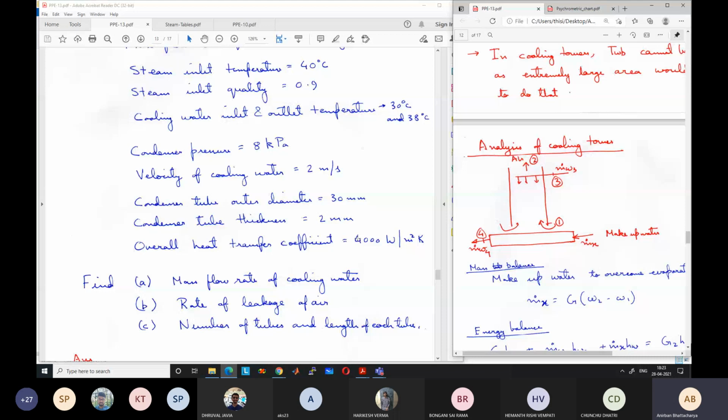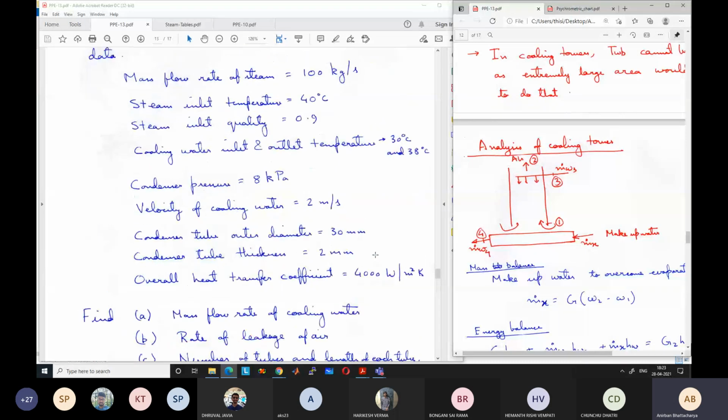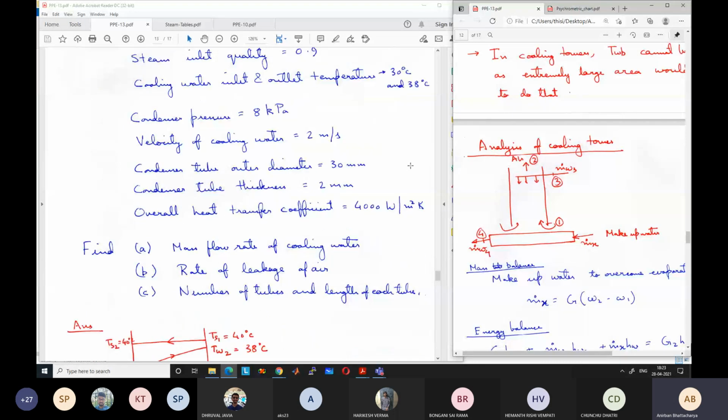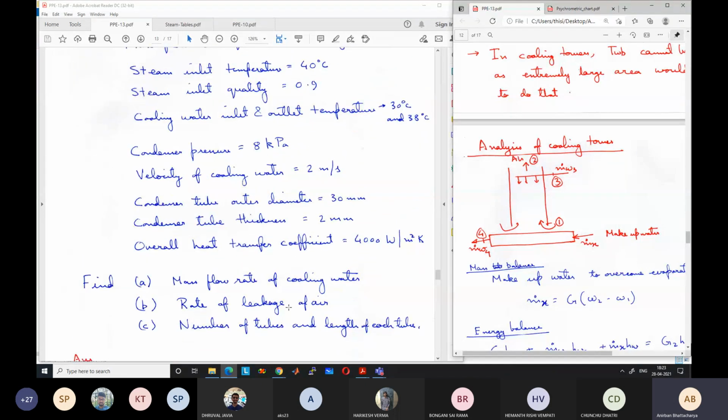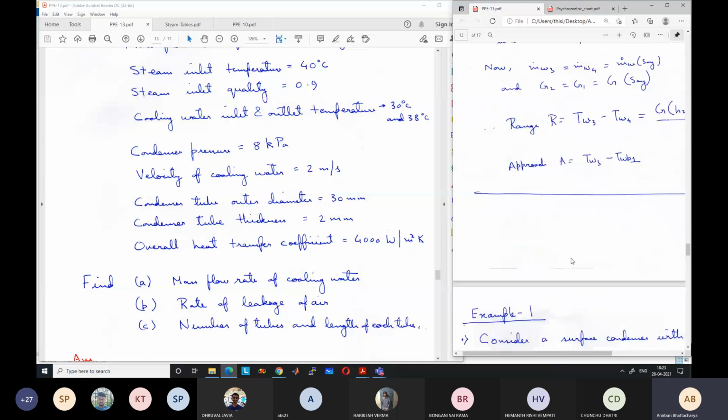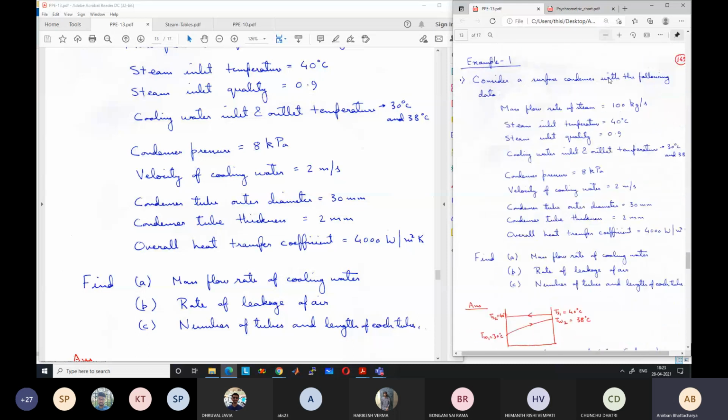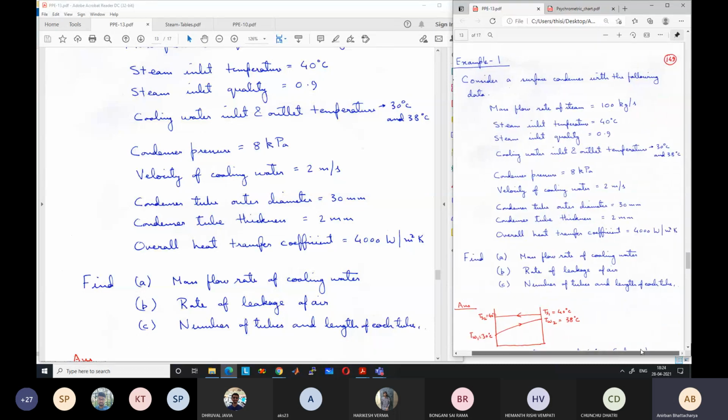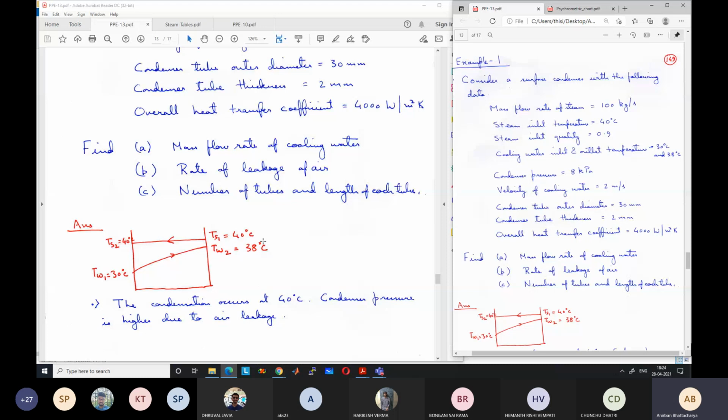economizer problem. So we have to find the mass flow rate of cooling water, then the rate of leakage of air, and the number of tubes in the condenser and the length of each tube. Okay, I will keep the problem open here so that we can refer to this data while solving the problem. So mass flow rate of cooling water, then rate of leakage of air, and number of tubes and length of each tube. Okay.